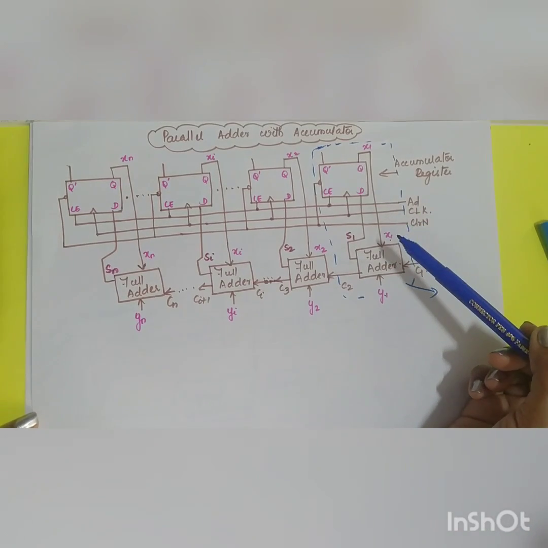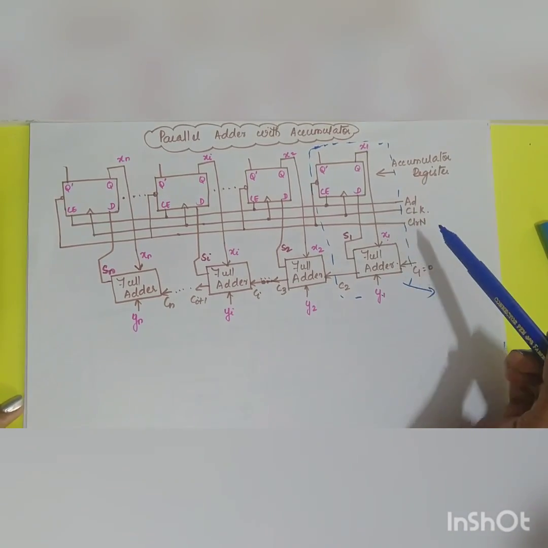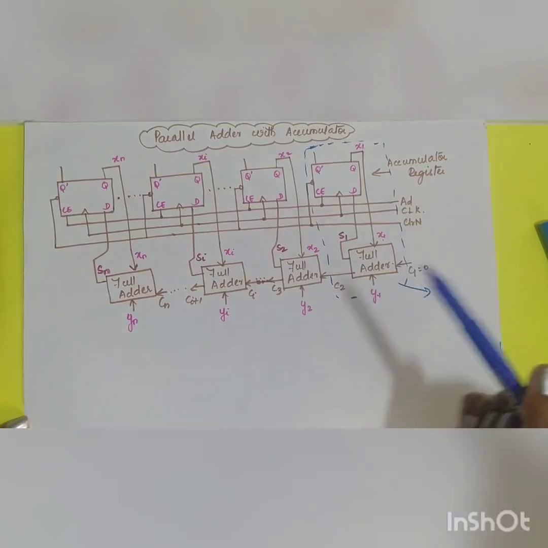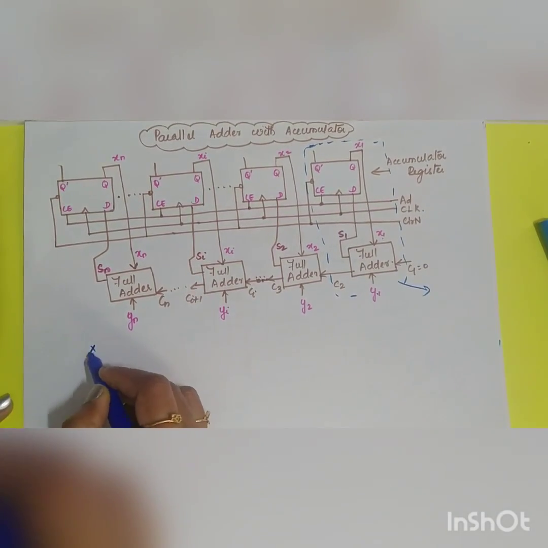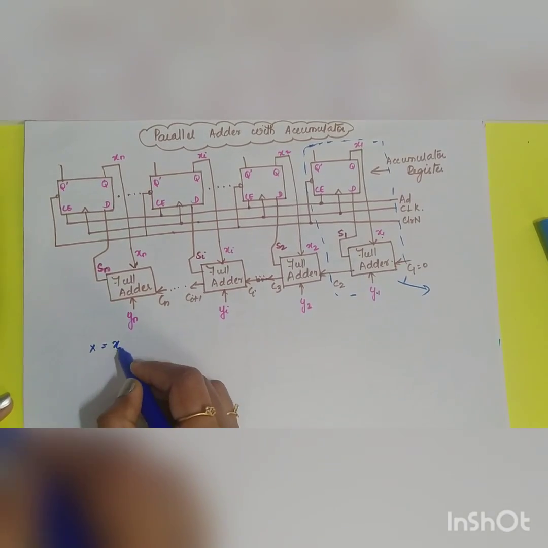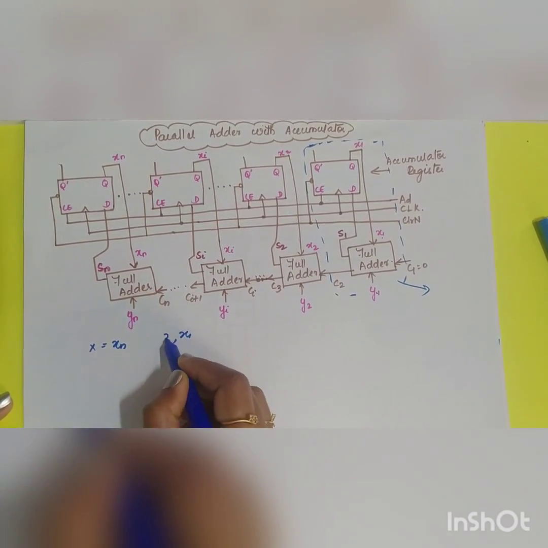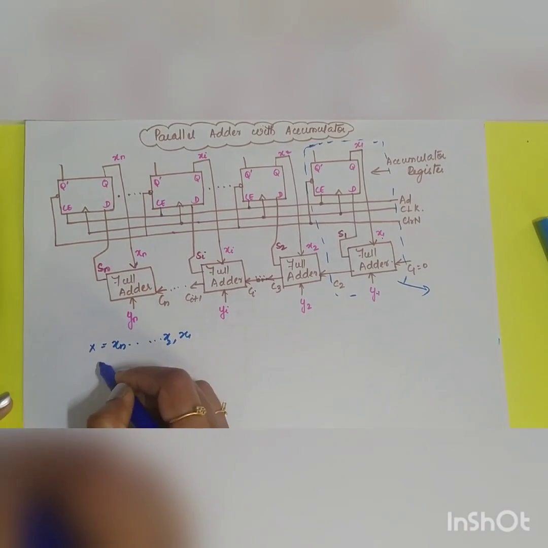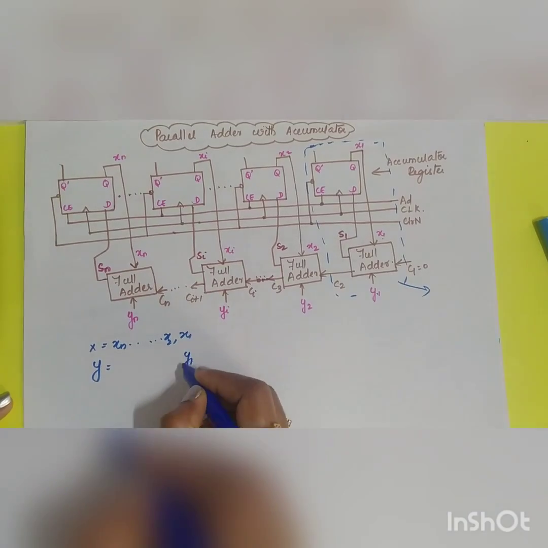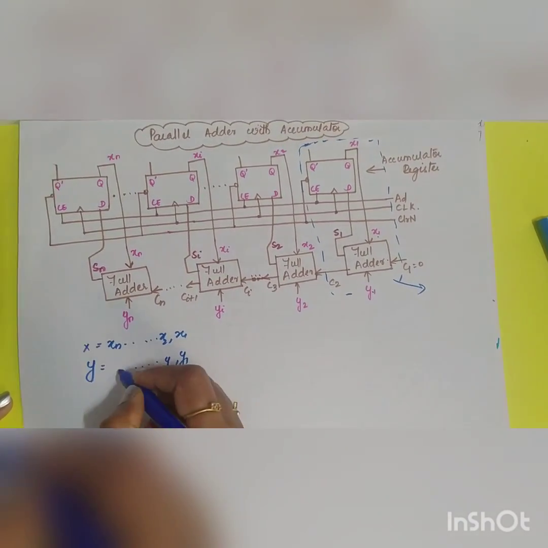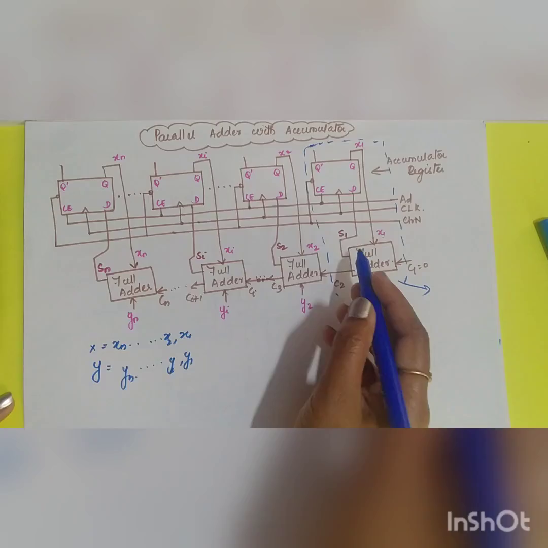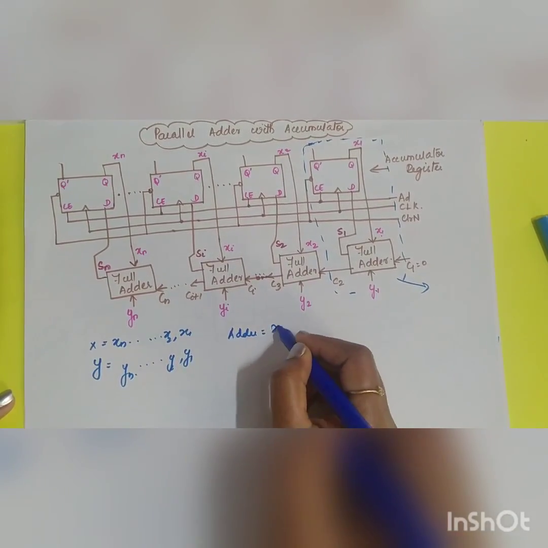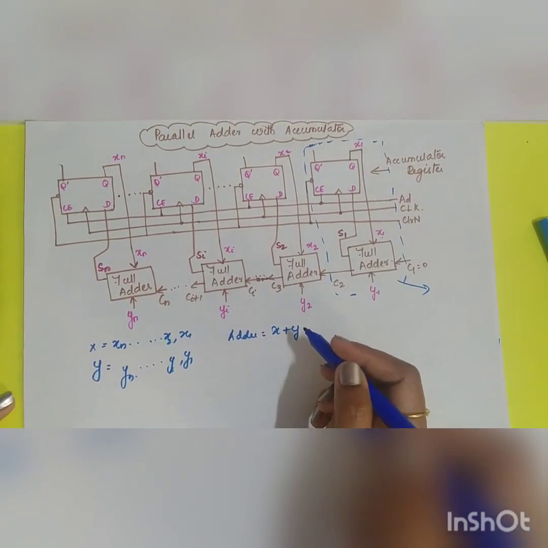What is the use of this parallel adder? It does addition in a very fast manner. So how does this operate? Suppose the data input is x equal to x1, x2, etc. up till xn. Similarly, y is equal to y1, y2, etc. up till yn. What will be the output of the full adder? The adder output will be equal to x plus y.